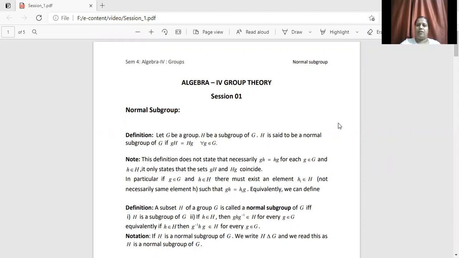Today we'll study about Algebra 4 Group Theory Session 1. In this, we are going to study about normal subgroup and related theorems to the normal subgroup.